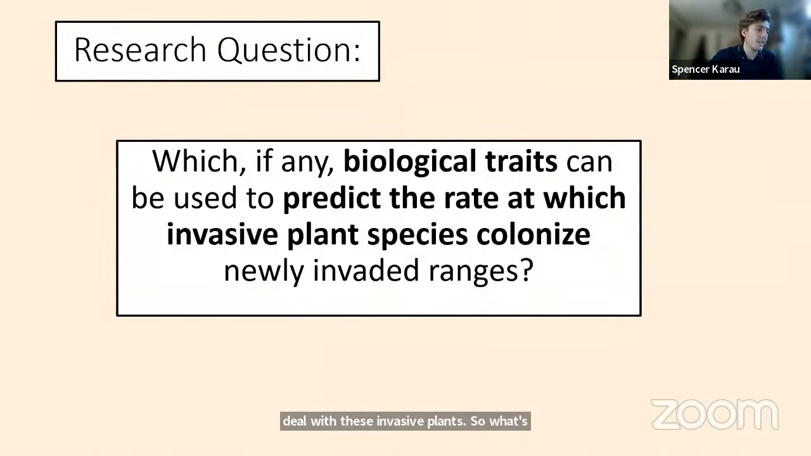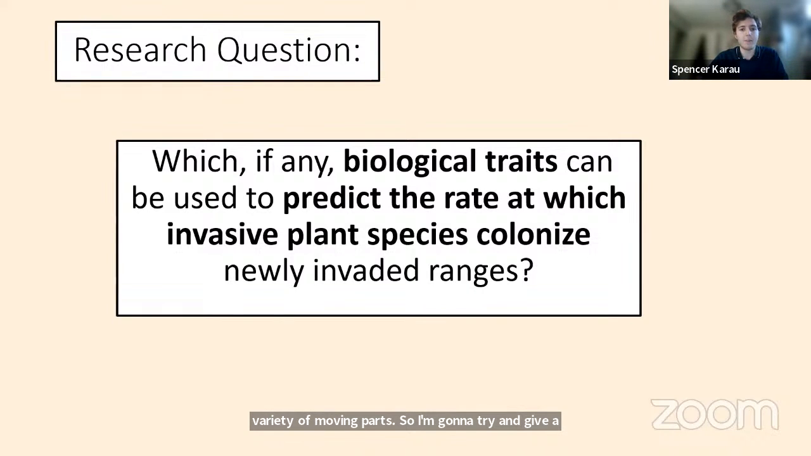So what's the question we set out to answer? We wanted to know which, if any, biological traits can be used to predict the rate at which invasive plant species will colonize newly invaded ranges. So to answer this question, we need to set up a variety of moving parts. So I'm going to try and give a bit of a background on everything, and then we'll jump into the results.